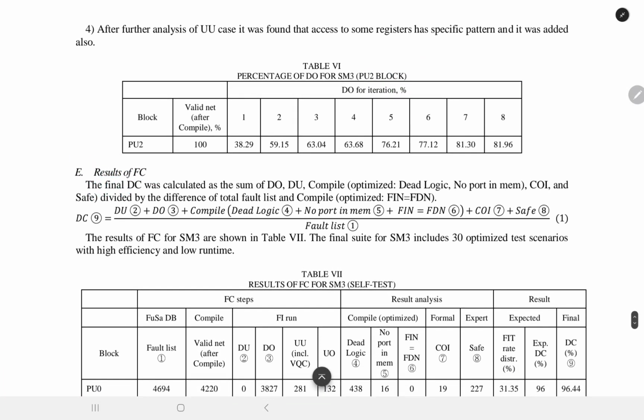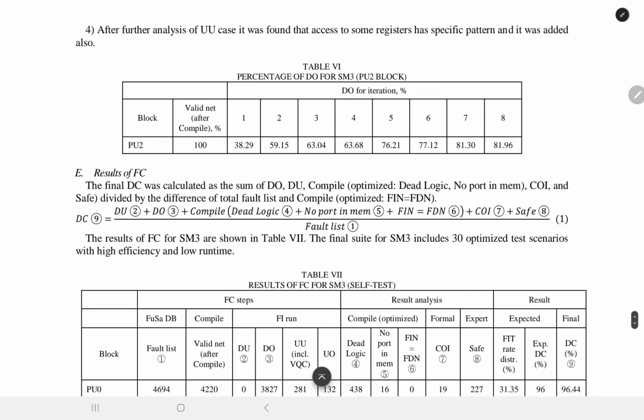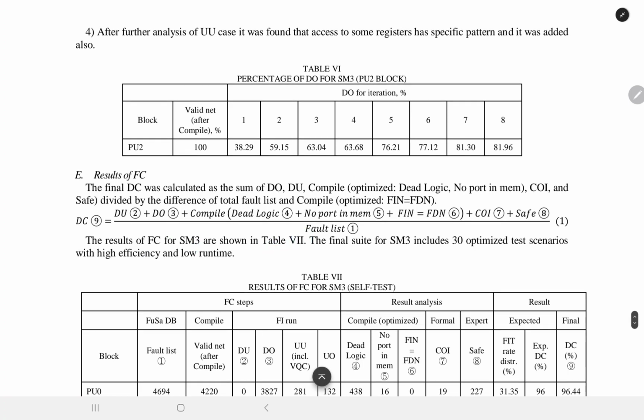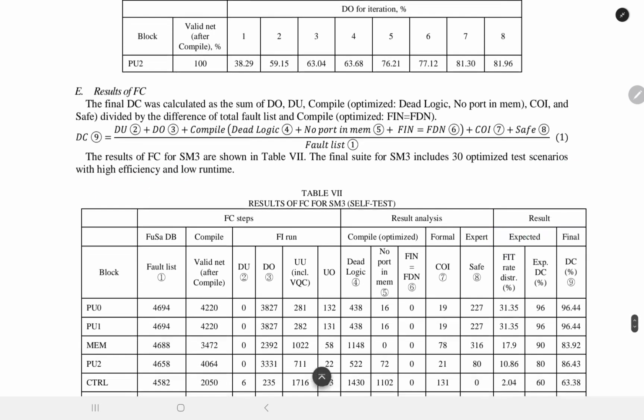The final diagnostic coverage was calculated as the sum of the DD, DU compile, and COI safe, divided by the difference of the total and compile. Diagnostic coverage, DU compile, and COI safe and fault list. The result of the fault campaign for SM3 is shown in Table 6. The final suite for SM3 includes optimized test scenarios with high efficiency and low runtime.